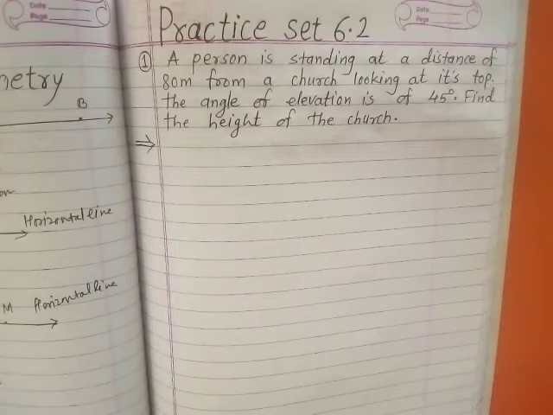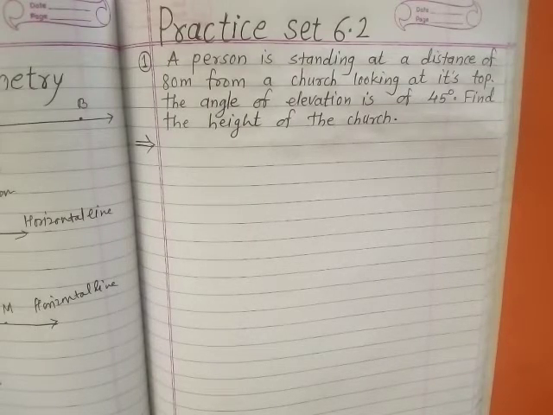Good morning, friends. Today we will learn about the application of trigonometric ratios by taking an example from practice set 6.2. In the application of trigonometry, we have already studied line of vision, angle of elevation, and angle of depression. Now, by using these three concepts, we can solve the examples given in practice set 6.2.